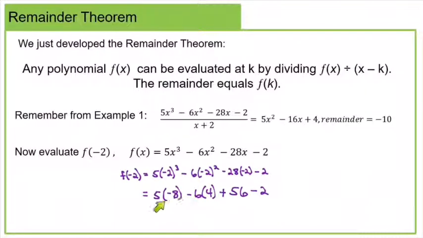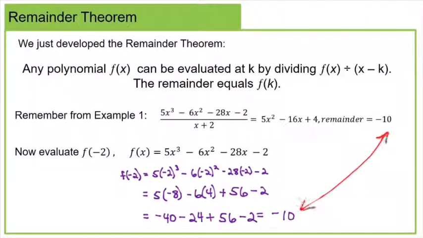Now let's do these multiplications. 5 times negative 8 is negative 40. Then negative 6 times 4 is negative 24. Copy the rest. And then if you add all this up, negative 40 minus 24 is negative 64. Negative 64 plus 56 is negative 8. And then negative 8 minus 2 is negative 10. So you see the result of plugging in negative 2 was the same as the remainder we got from the synthetic division process. And I think you'll agree with me that getting that remainder from the synthetic division process was a lot less work than we had to do here.